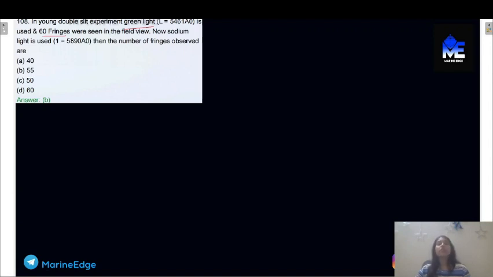Now, moving on. In Young's double slit experiment, green light is used and we can see 60 fringes in the field. If we use the sodium light, then how many fringes can we see? So we have this one formula, right? N1 lambda 1 equals N2 lambda 2.